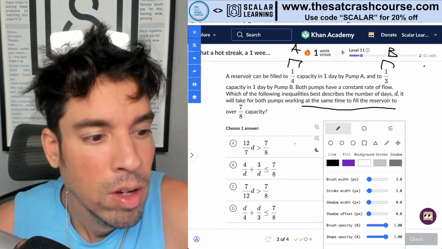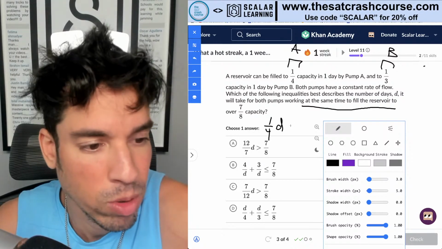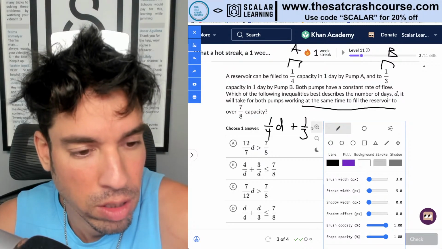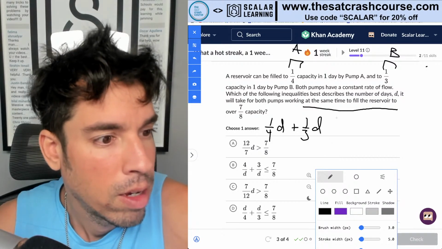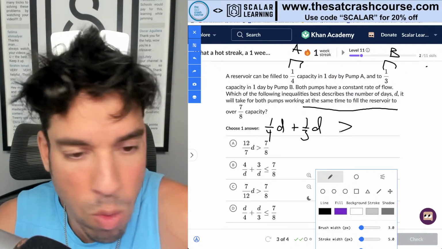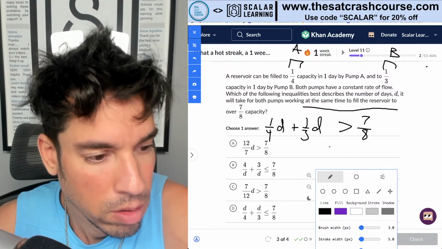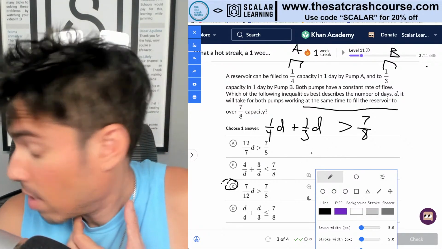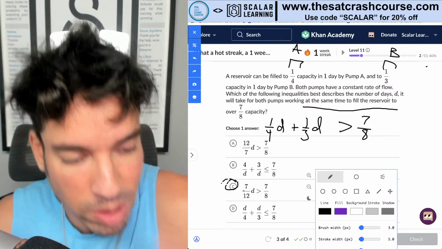Okay. So it's 1/4 per day, meaning times the number of days, plus 1/3 times the number of days. And we need this to be over 7/8 capacity. It's got to be C. So all they did was simplify this. They made common denominators. They made this 3/12, that 4/12, and that's how they added them together and got 7/12.